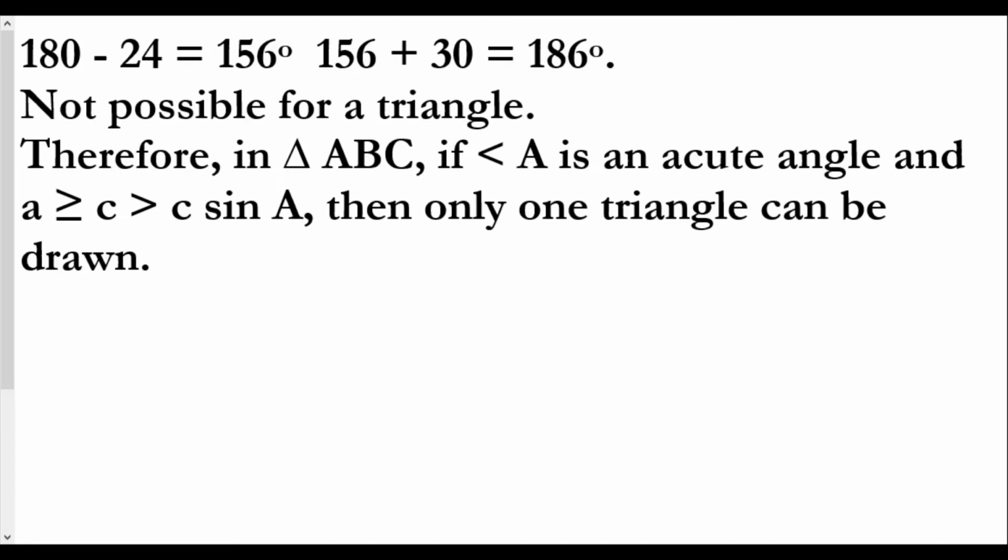Our notes: not a possible triangle, and therefore in triangle ABC, if angle A is an acute angle and the measure of A is greater than or equal to C sine of A, only one triangle can be formed.